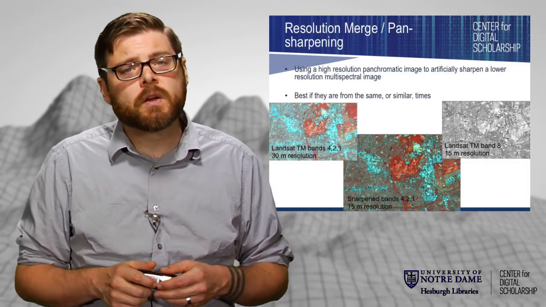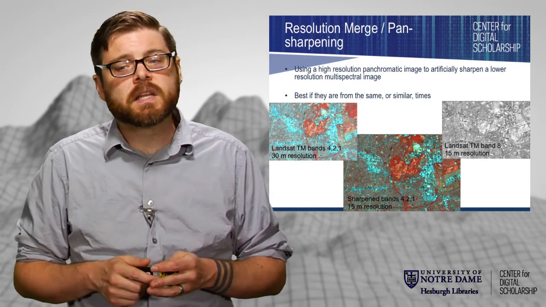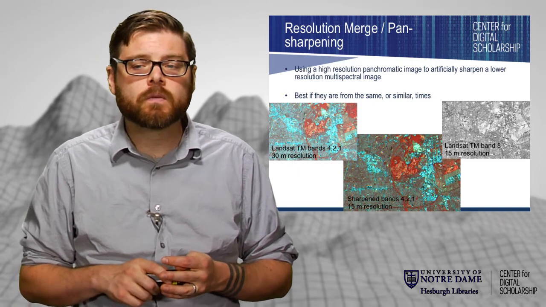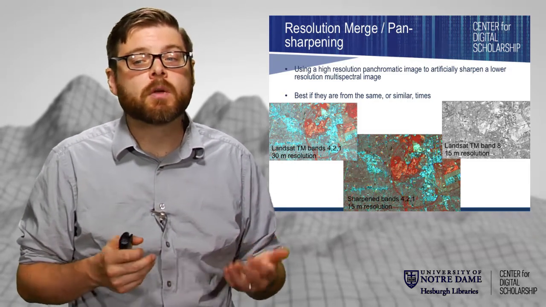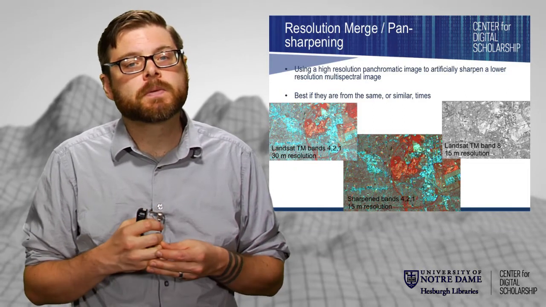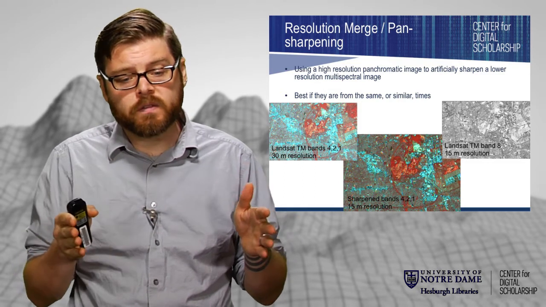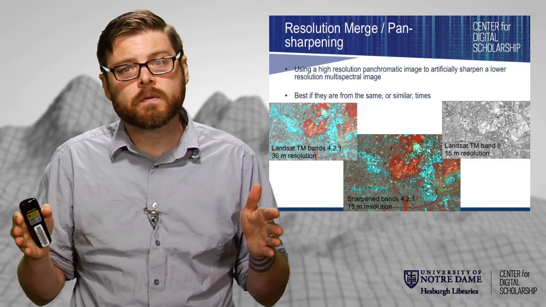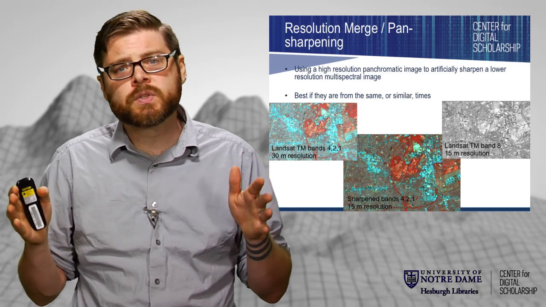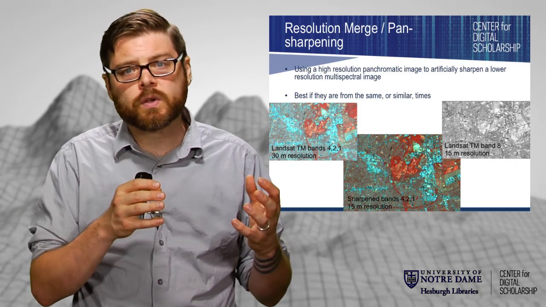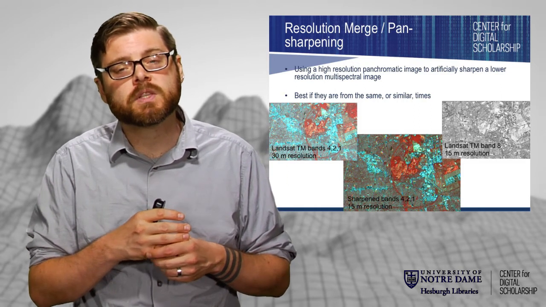Now the last thing that we can also do is something called a resolution merge or pan sharpening. This is essentially taking a high spatial resolution panchromatic image and using it to artificially sharpen a lower resolution multispectral image. If you think about the fact that the panchromatic image covers all of the visible spectrum and sometimes into the near infrared, it's got the overall reflectivity in there. That can be used to artificially increase the resolution of the multispectral image.